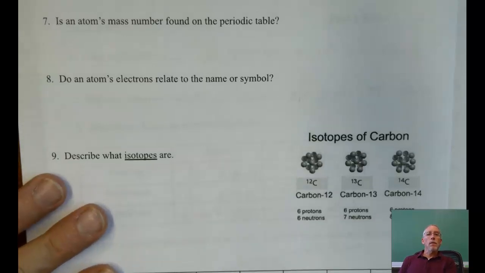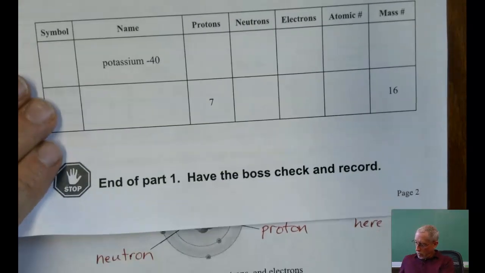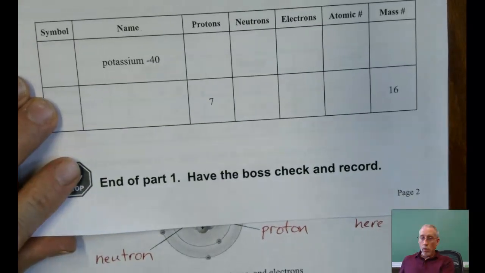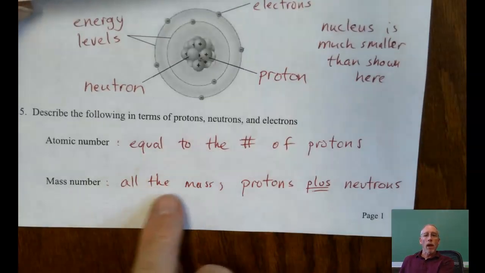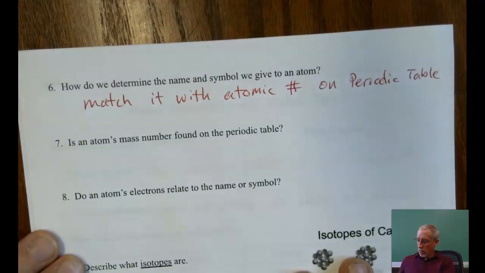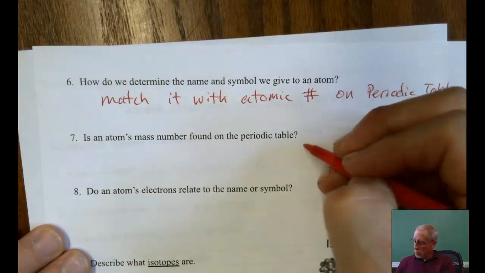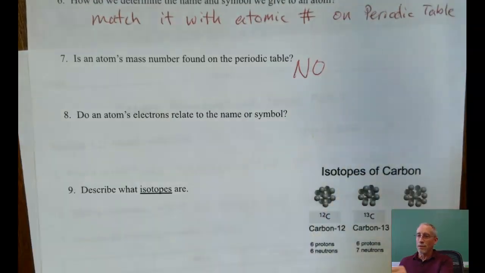All right, is an atom's mass number found on the periodic table? So I said back here on page 1 that the atomic number is the number of protons. That's on the periodic table. Here we are. The mass number is the protons and neutrons, but that is not on the periodic table. Okay, so that's an emphatic no. Students mess this up all the time. In fact, I see teachers mess this up.